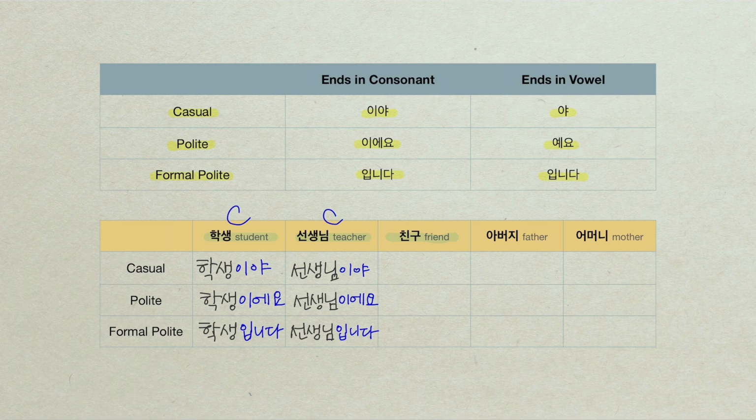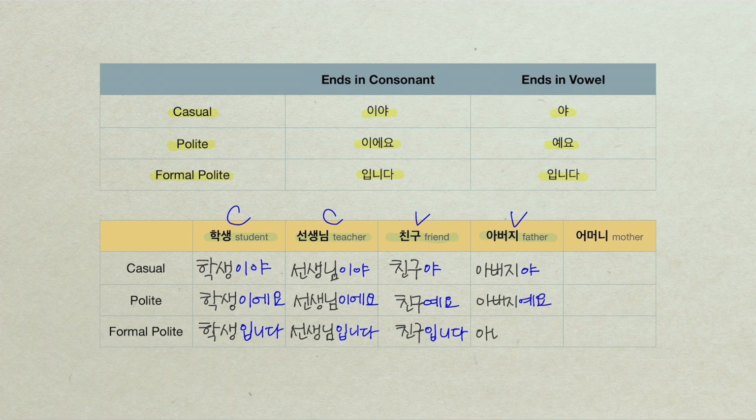친구, 구 ends in a vowel. So, casual, 친구야. Polite, 친구예요. Formal polite, 친구입니다. 아버지, 아버지 ends in a vowel. Casual, 아버지야. Polite, 아버지예요. Formal polite, 아버지입니다.